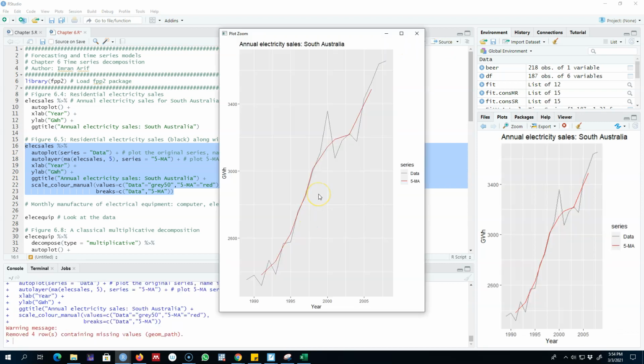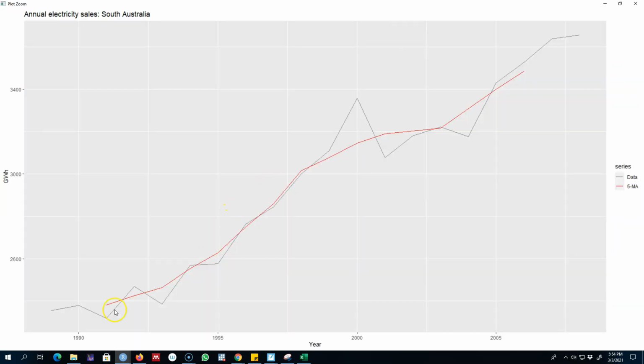Looking here, this red line is the moving average of order 5. See here, this red line is much smoother than this gray line, because we are calculating the moving averages and getting a smoother series. Also note that we do not have a moving average for the first 2 years and the last 2 years because of the way moving averages are calculated. Also see that this red line, which shows the moving averages, is following the original series pretty closely.